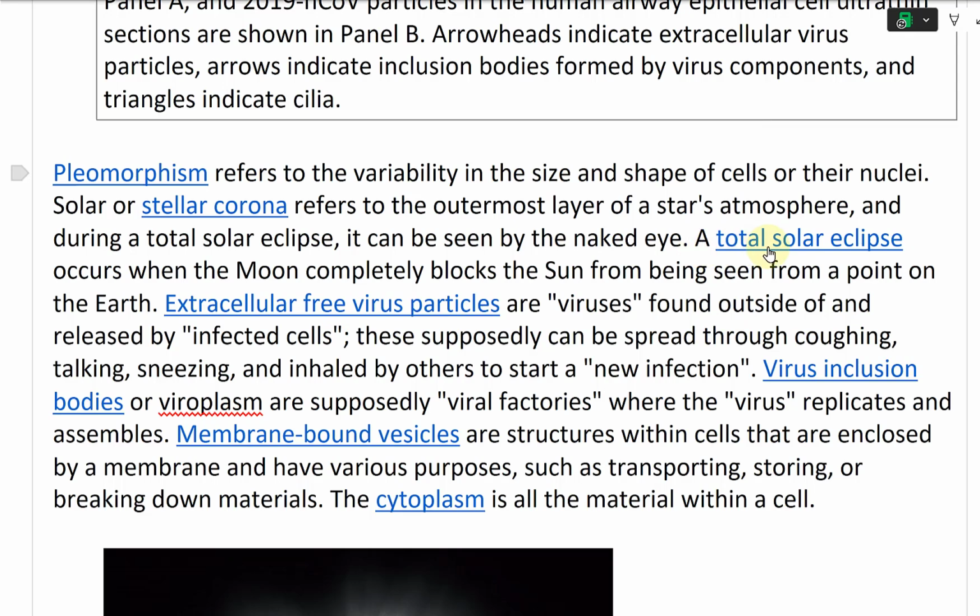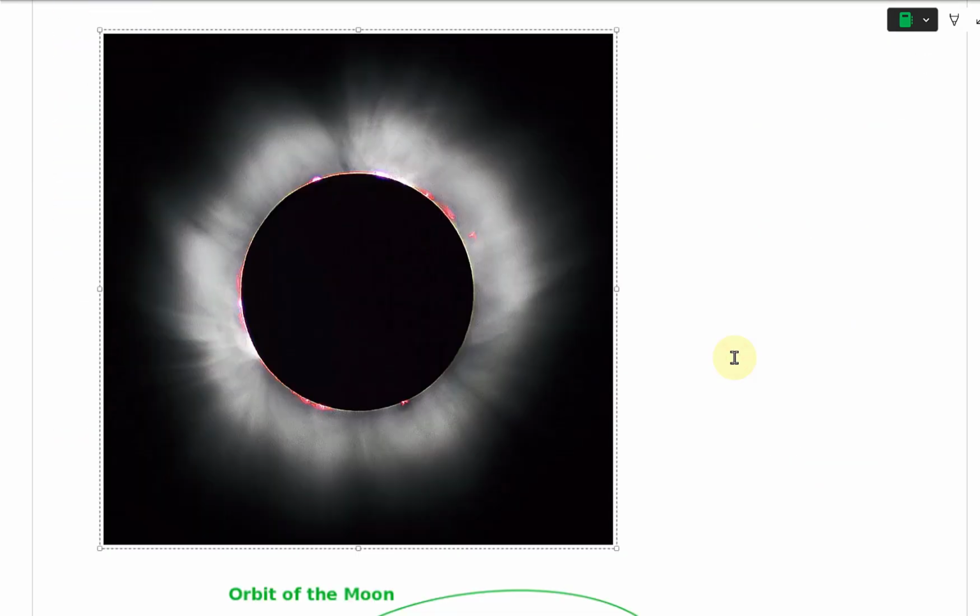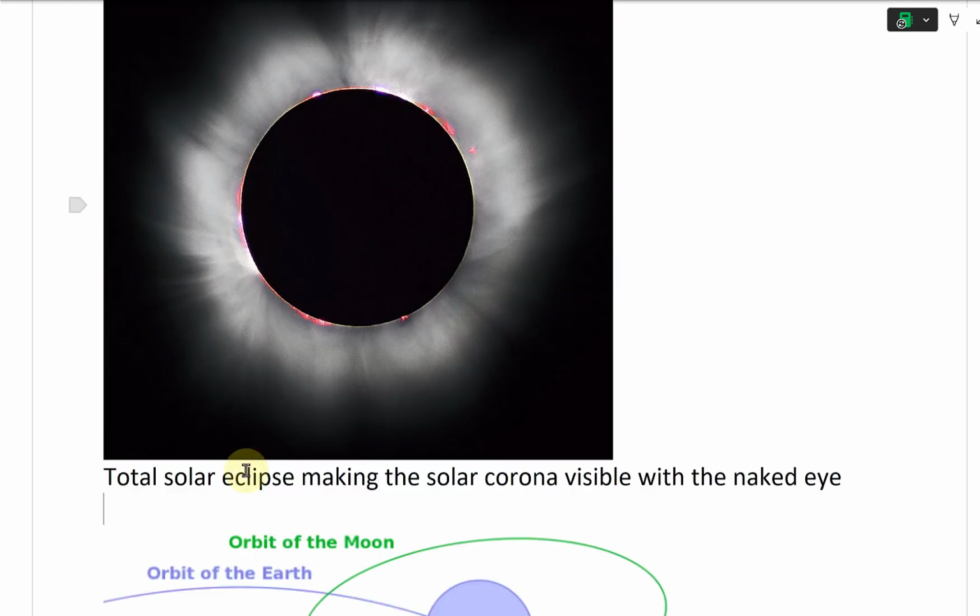Yeah, so a total solar eclipse occurs when the moon completely blocks the sun from being seen from a point on the Earth. And this is just right to here. Total solar eclipse. Yeah, and here I just wrote that down. So total solar eclipse making the solar corona visible with the naked eye.